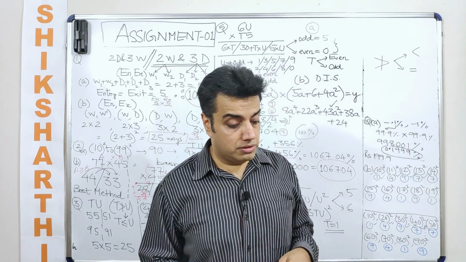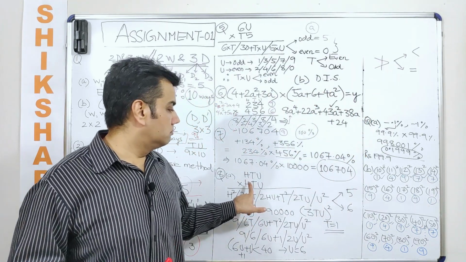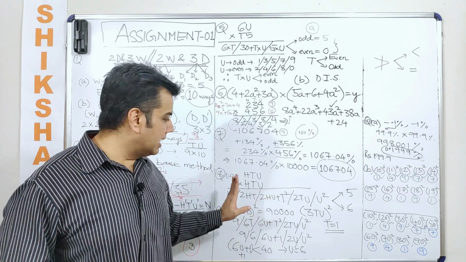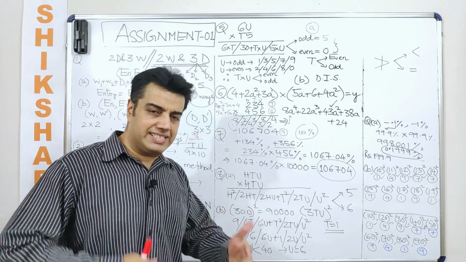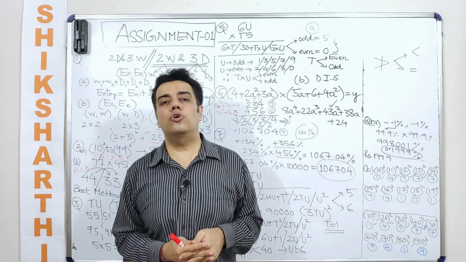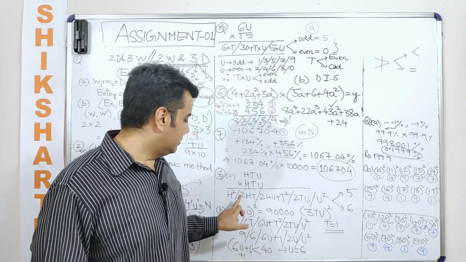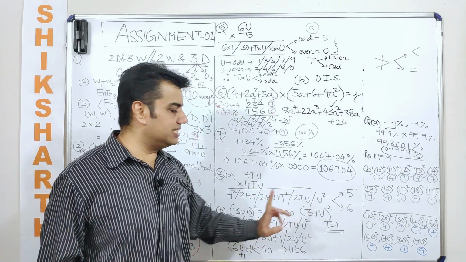Talking about the next question. The square of a 3-digit number HTU gives me how many digits? The answer lies in the basic. If you would have seen my video on a 3-digit number being multiplied by a 3-digit number, these compartments themselves decide the correct answer.